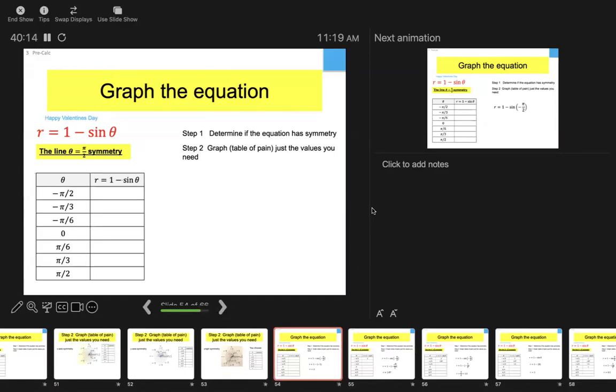Make sure they're in radians because we're throwing in pi values, or change those to degrees if you want to leave it in degrees. All right, do the first one. Let theta be negative pi over 2. It's going to be a decimal number or a whole number. What do we get?